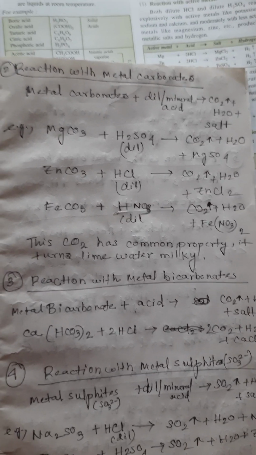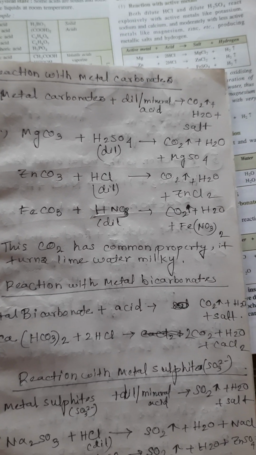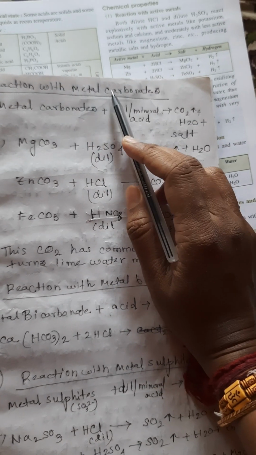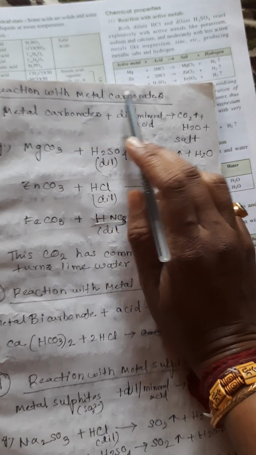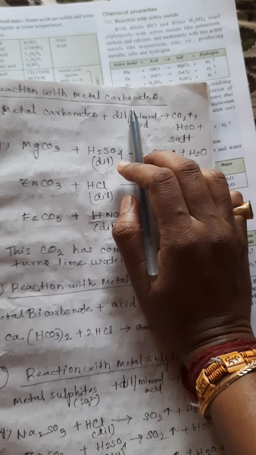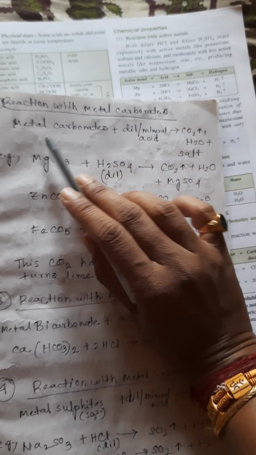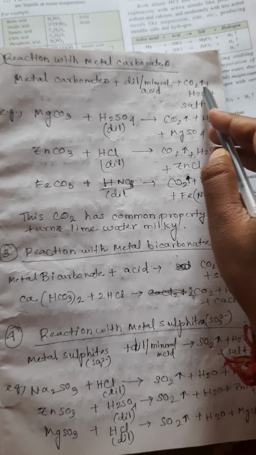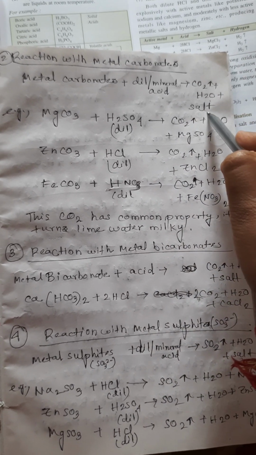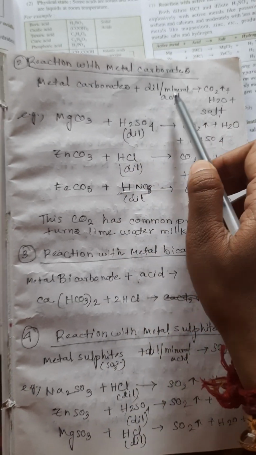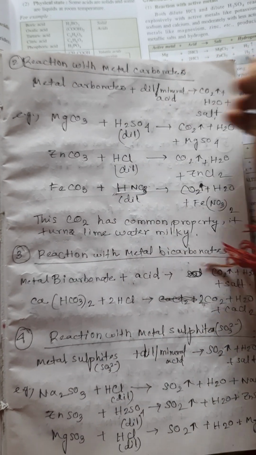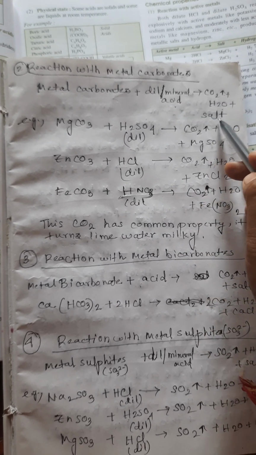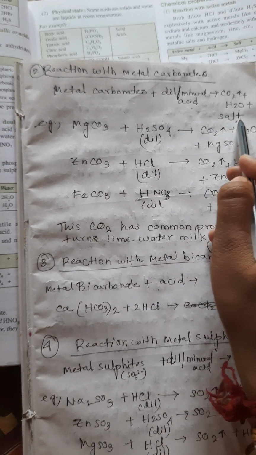Now the second reaction is reaction with metal carbonates. Metal carbonate means any kind of metal carbonate, like magnesium carbonate, zinc carbonate, ferrous carbonate. This is the general reaction: when metal carbonate reacts with dilute mineral acid, it produces carbon dioxide gas, water and salt. This is the general reaction.